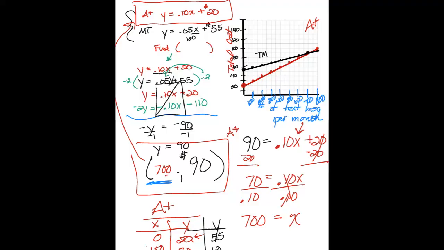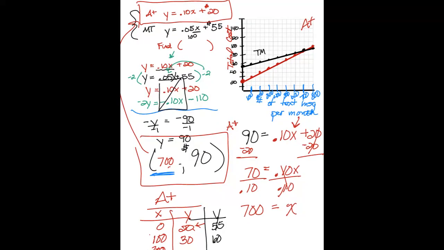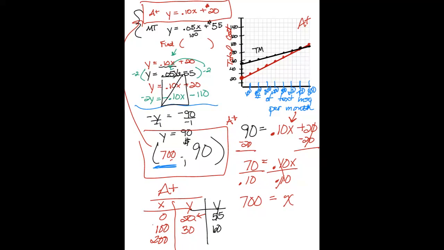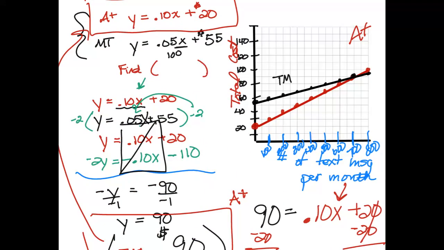So what does this really tell us? Which is going to be the better buy? A plus all the time? Not all the time. It's going to depend. If you do less than 700 text messages, then yes, A plus is going to be the best for you. Less than 700 messages per month.